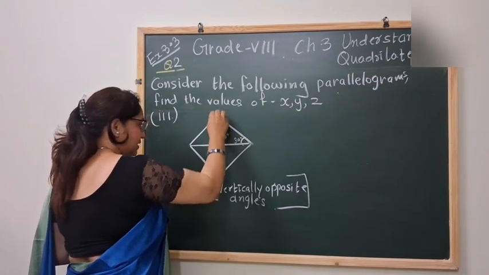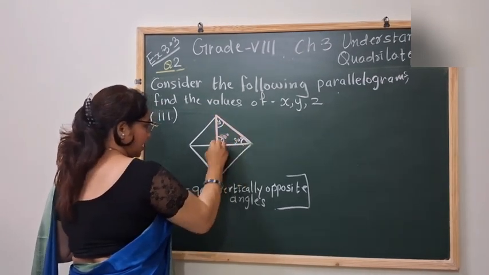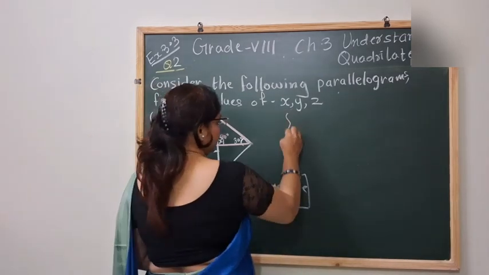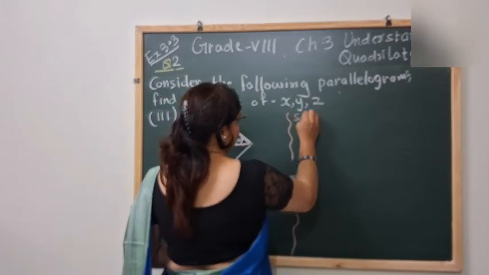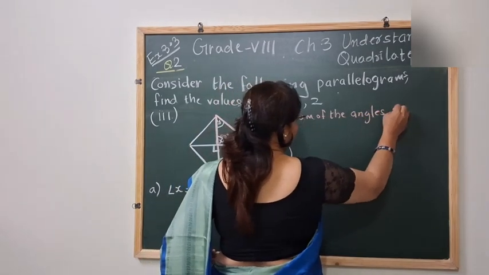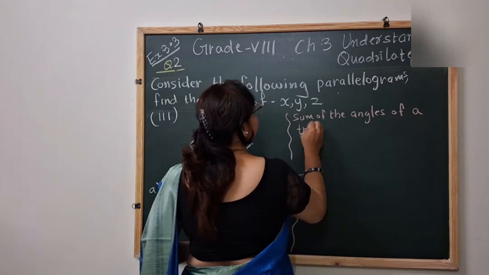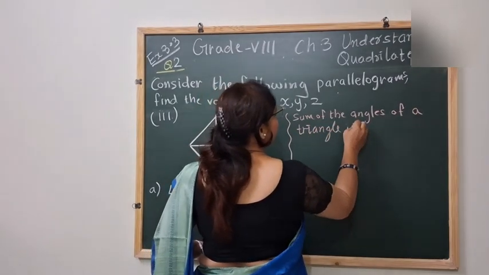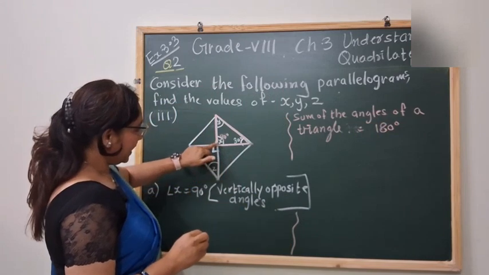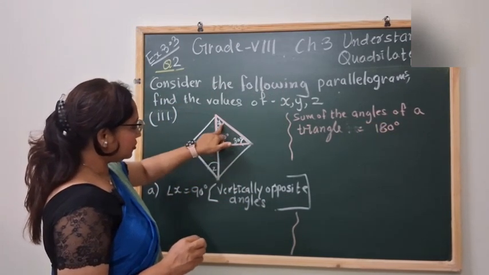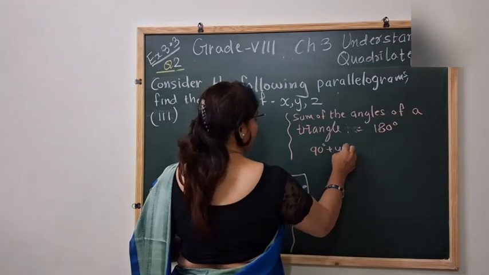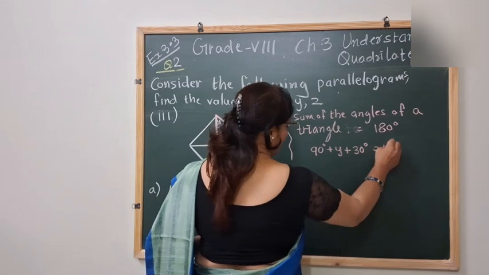If I look at this figure, is this a triangle? Yes, and according to the angle sum property, the sum of the angles of a triangle is always 180. So we can write here: sum of the angles of a triangle is equal to 180 degrees. So can I say in this triangle angle x is 90. So 90 plus 30 plus y is equal to 180. Yes, angle x plus angle y plus 30 degrees is equal to 180 degrees.